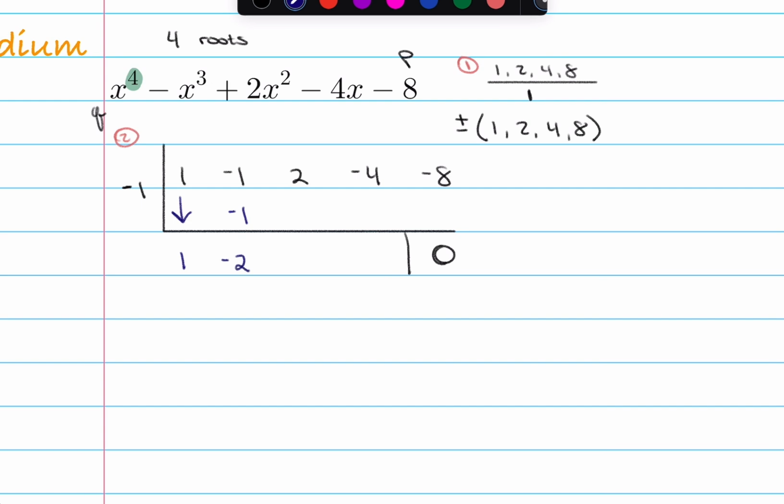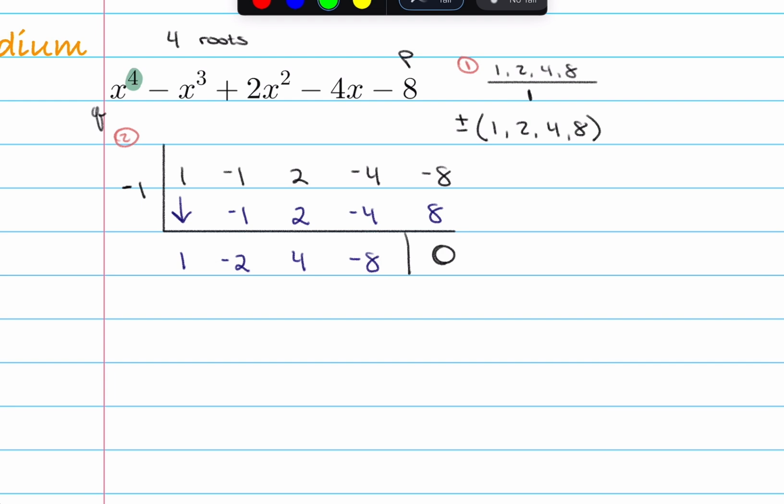Negative 2 times a negative 1 is a positive 2. 2 plus 2 is 4. 4 times a negative 1 is a negative 4. Negative 4 plus a negative 4 is a negative 8. Negative 8 times a negative 1 is a positive 8, and we end up with 0. Okay, so this would be my quotient.